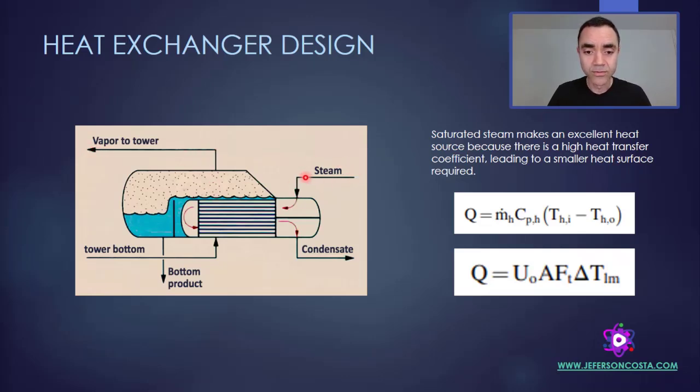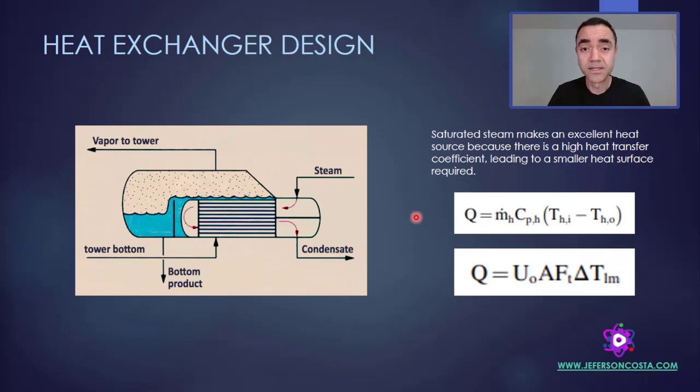So why use steam at saturated conditions in the reboiler instead of superheated steam? As we have seen, the superheated steam uses the sensible heat of exchanging, while the saturated steam uses the latent heat of condensation. That's why you can see in this drawing that I enter with steam. During the heat exchanging, I reduce the temperature of the steam and I go out with condensate.